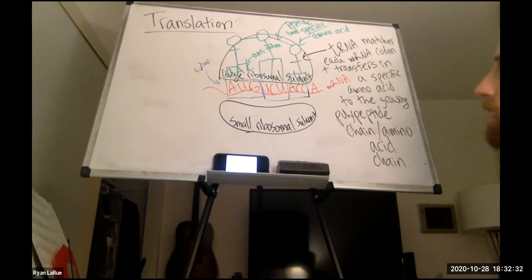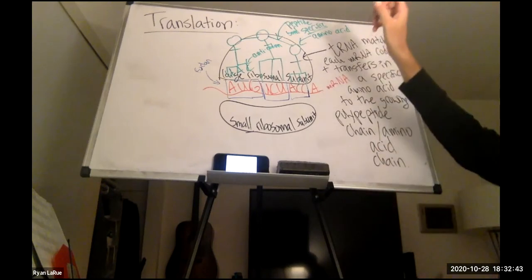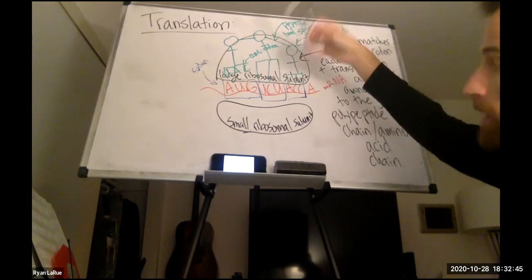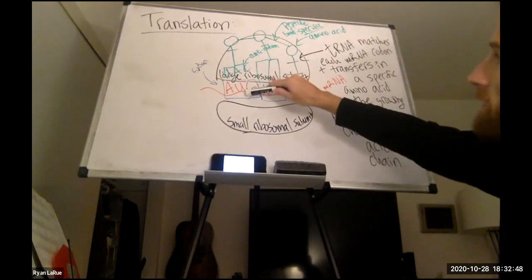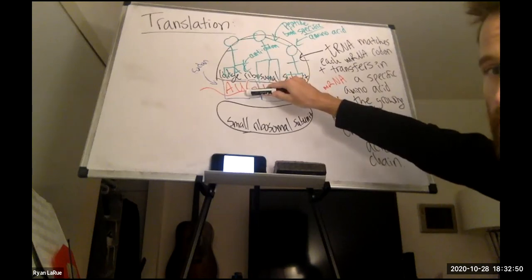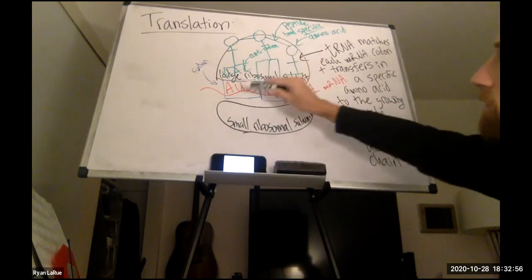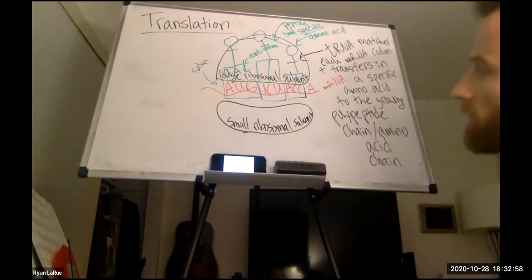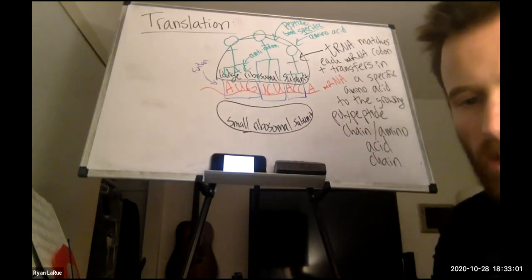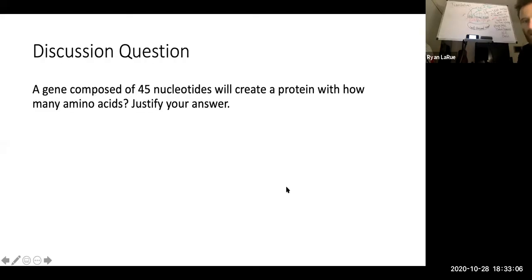So I kind of alluded to how we can see what amino acid this codon will eventually code for, with which specific tRNA with a specific amino acid for this codon. So we actually call that the genetic code. Oh, just kidding. We're not there yet. That's the next one. Let's do a discussion question.